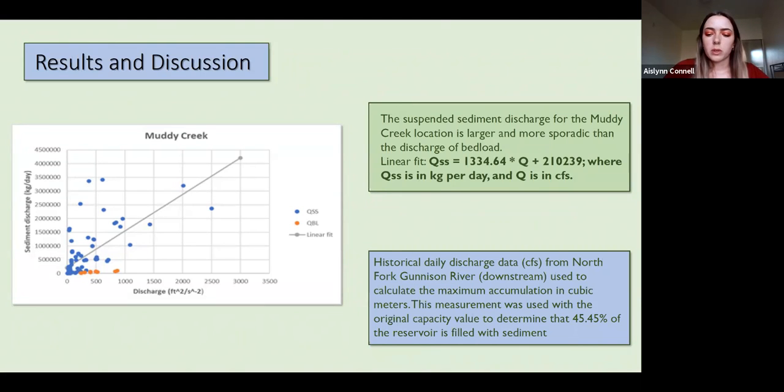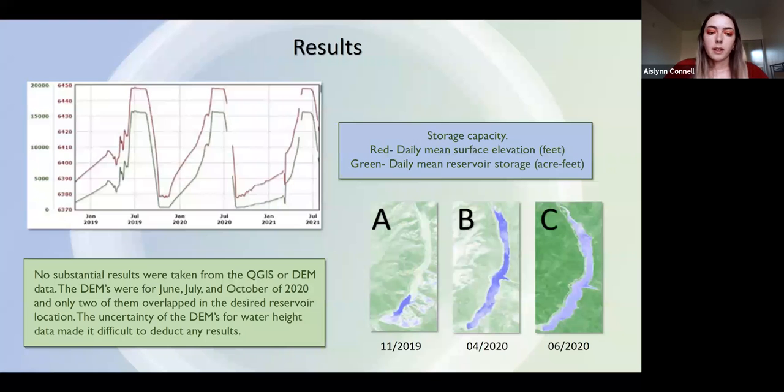And then I used the historical Gunnison data, and I calculated the percent of the reservoir that is full of sediment. So I first calculated the accumulation, and then I found the maximum accumulation and used that value with the original reservoir capacity to find that the reservoir is 45.45% full.